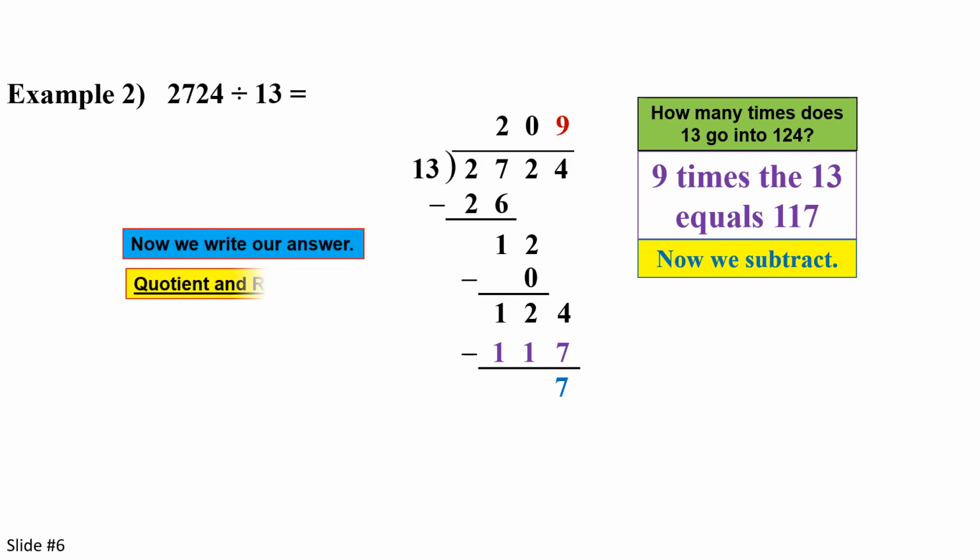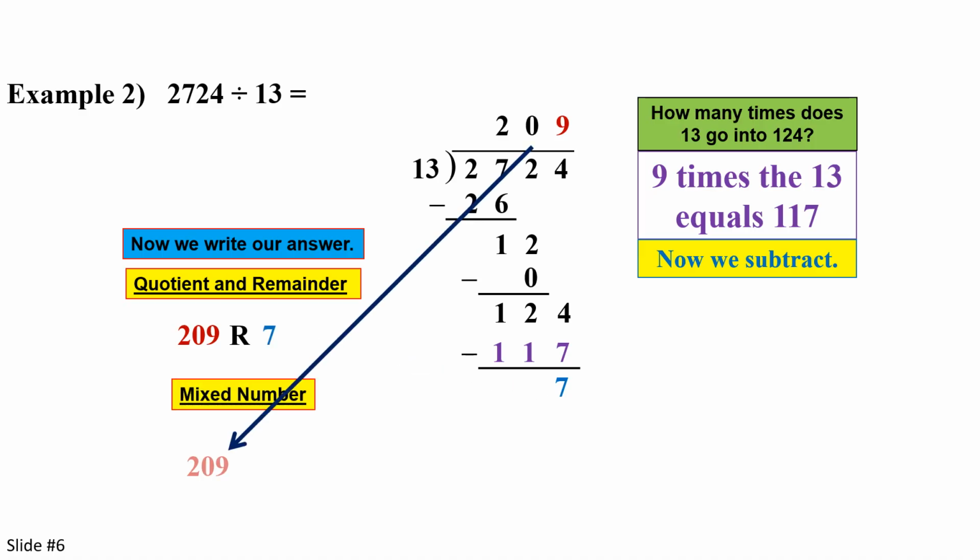So we write our answer. It's a quotient and remainder. 209 is the quotient, and the remainder is 7. If we write this as a mixed number, 209 is the whole number part, 7 is the numerator of the fraction, while the denominator 13, the divisor, stays the same. So 209 remainder 7, or 209 and 7/13.